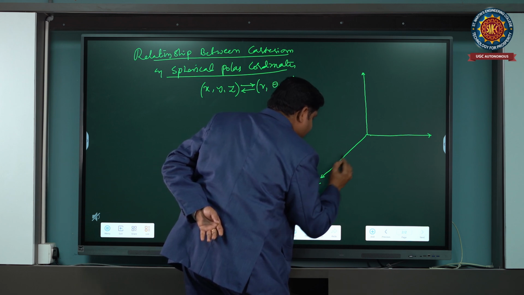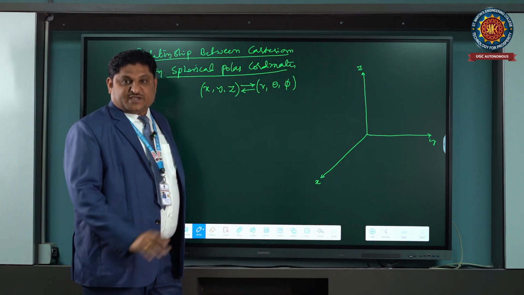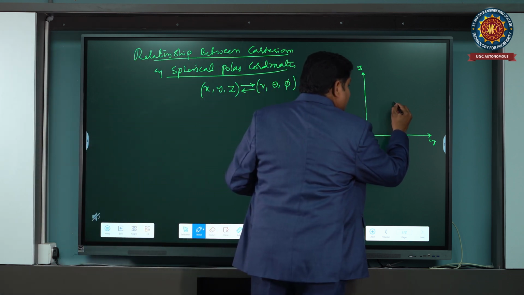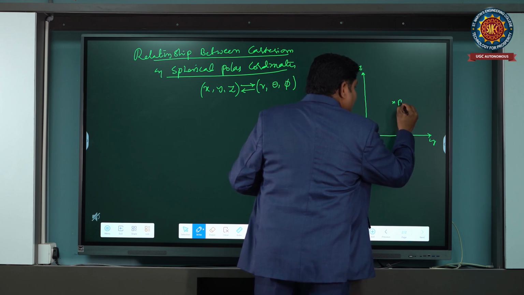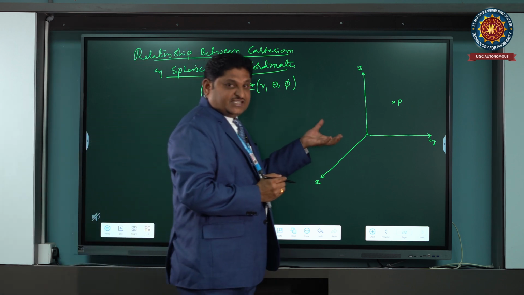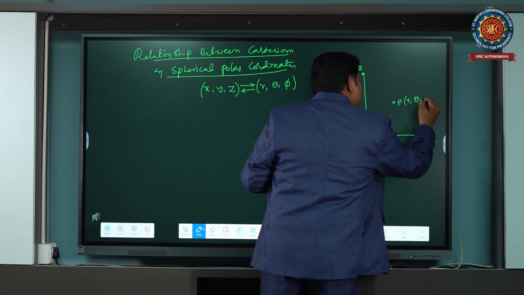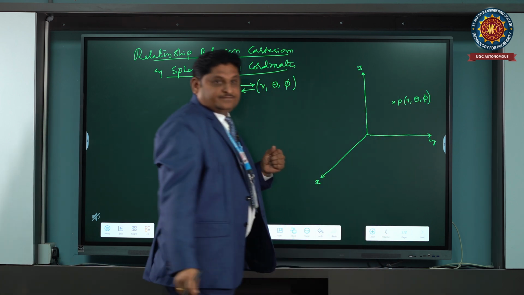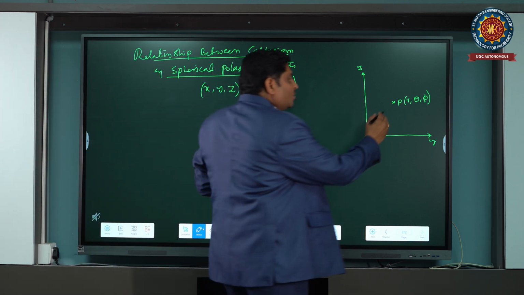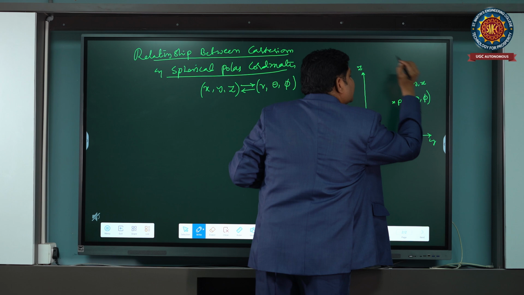This is x, y, z, the Cartesian coordinates of three-dimensional space. Now I will consider one point P. Here the coordinates of the point P in terms of Cartesian are x, y, z. But I can also consider it in terms of spherical coordinates, where the coordinates are r, theta and phi.